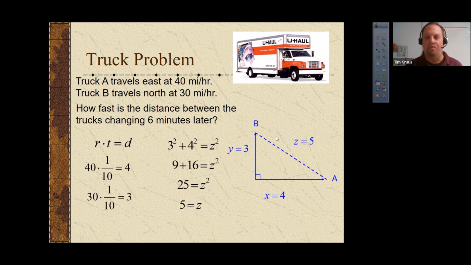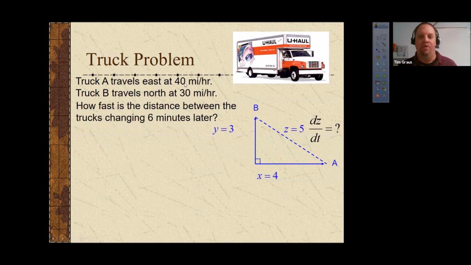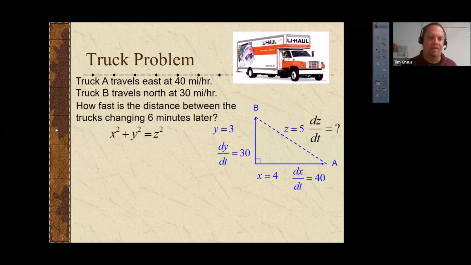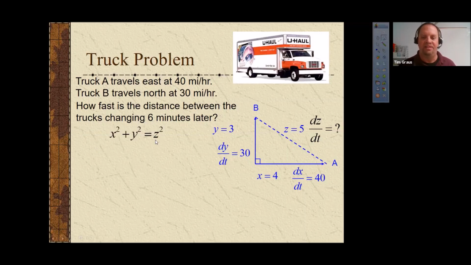But remember, the question was not what is the distance between the trucks? The question was how fast is that distance changing? We can call the thing that we're looking for dz dt. We can call the rates that we're already given dx dt and dy dt. So we now have all these different values, and we're going to try to find the one that's missing, dz dt. I'm going to start with a formula that relates x, y, and z. Well, that's the Pythagorean theorem: x squared plus y squared equals z squared.